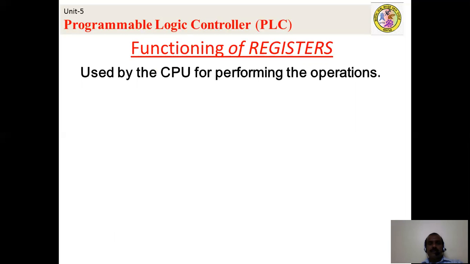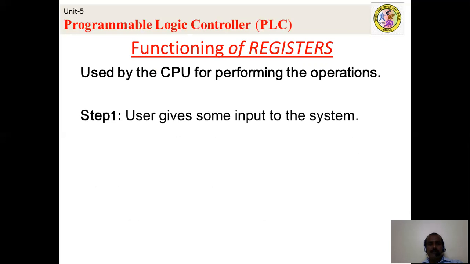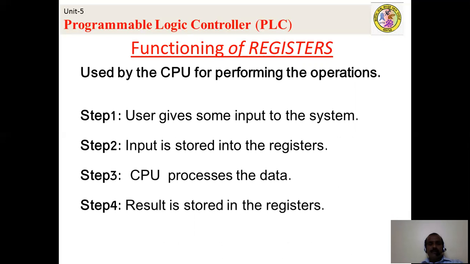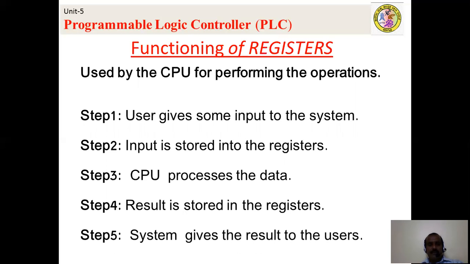Functions of registers. It is used by the CPU for performing the various operations. Step 1, the user gives some input to the system. In step 2, input is stored into the registers. Then in step 3, the CPU processes the data. In step 4, the results are stored in the registers. This is how the data storage activity is carried out in a register. Step 5, the system gives the results to the user.